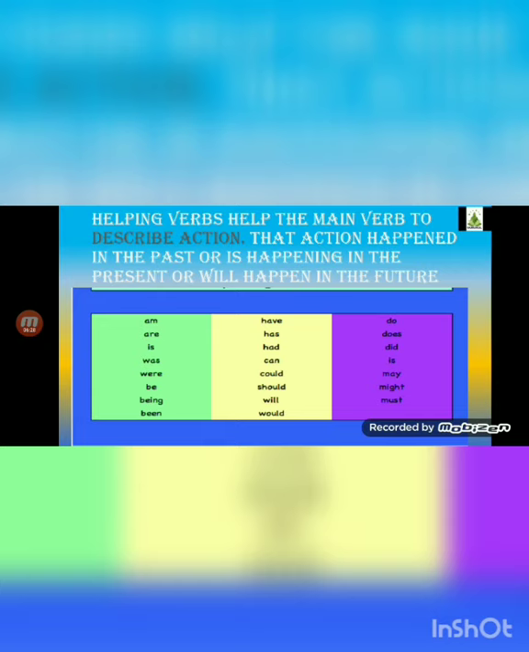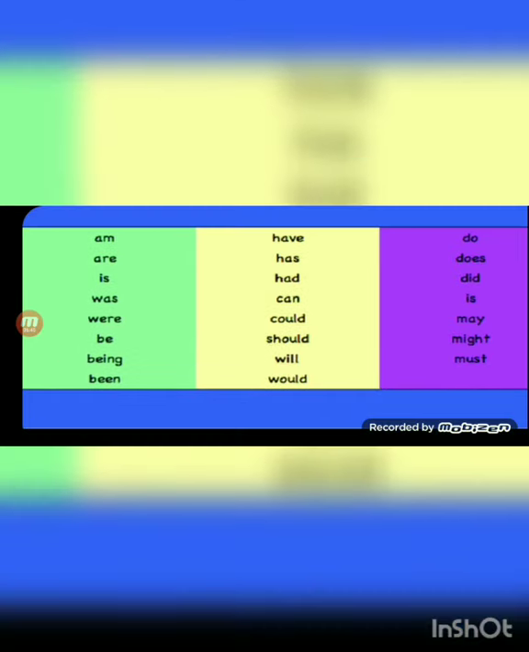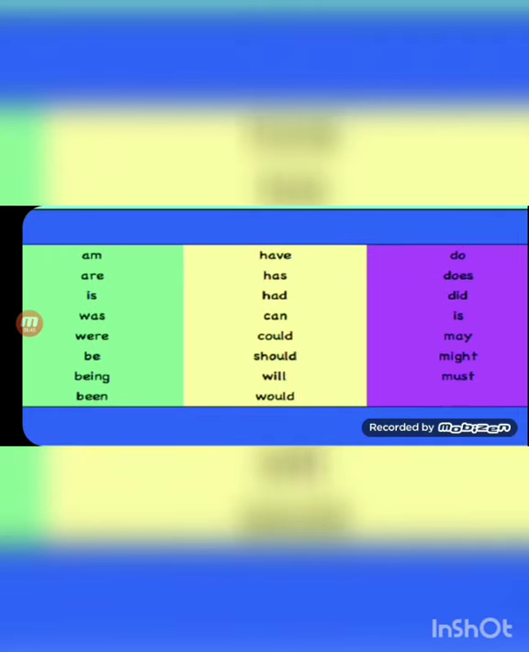Next comes the helping verbs or the describing action verbs. Helping verbs help the main verb to describe the action, whether that action happened in the past, is happening in the present, or will happen in the future. So these are called the helping verbs, which show when the action is happening, has already taken place, or is going to take place. So based on these verbs we can decide.